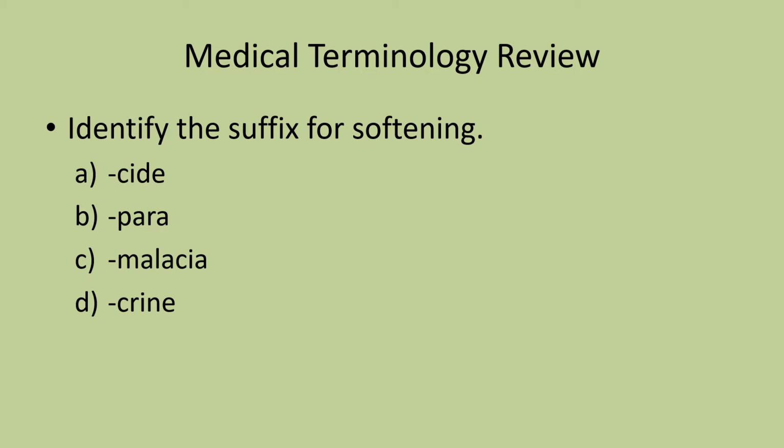What is malacia? No one knows what malacia is? Okay. Do you know what crin is? It's like excreting, exocrine, endocrine, to secrete. So, process of elimination, the answer is malacia. That's softening. So usually they say bones, softening of the bones. Osteomalacia. Think of that.